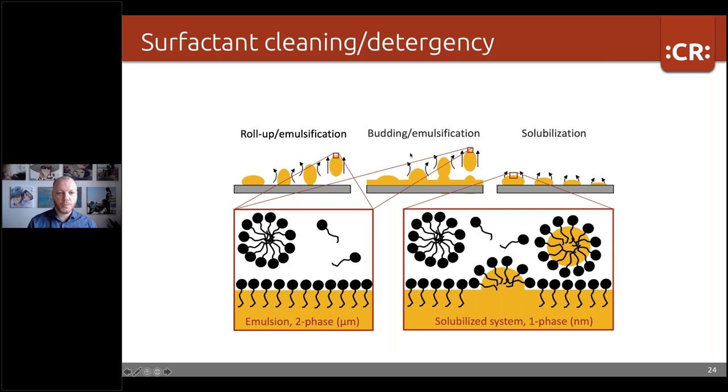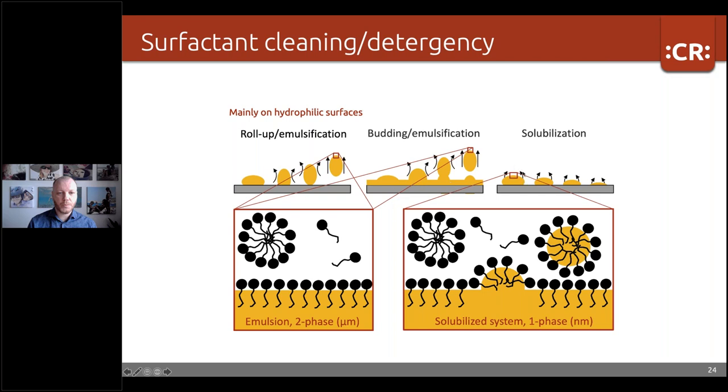Or you can have a budding effect, where it's very similar to roll-up, but roll-up sort of removes it completely, like droplets from the substrate. That can actually mainly happen on hydrophilic surfaces, whereas with budding, you sort of take drop by drop, removing more and more of this oil film on your surface.